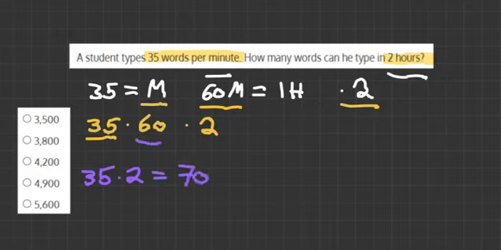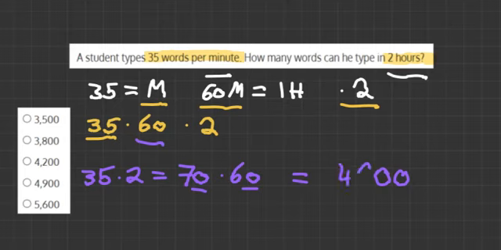And now we need to multiply it by 60. And the reason I did this is because now we have 2 zeros on the end, and we can simply add that to the end of our answer. So now the equation is 7 multiplied by 6, which equals 42.